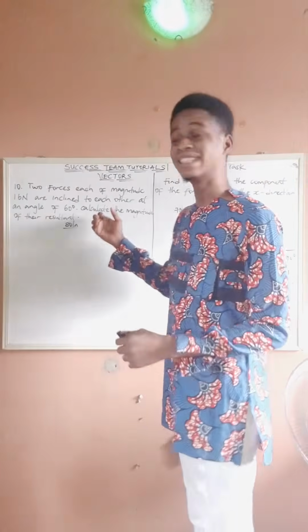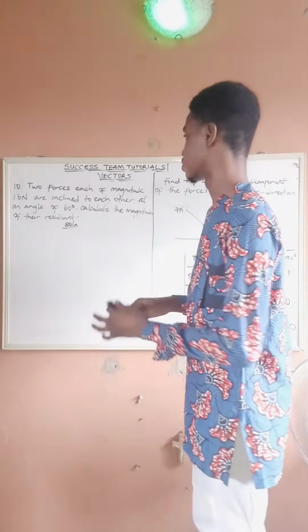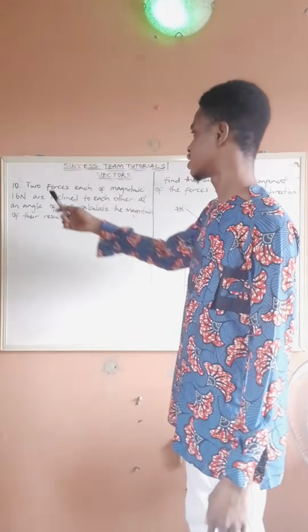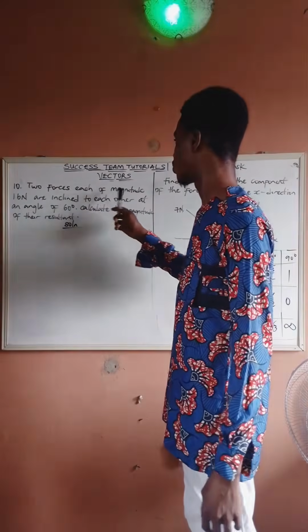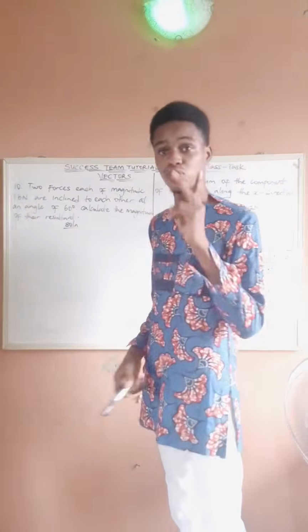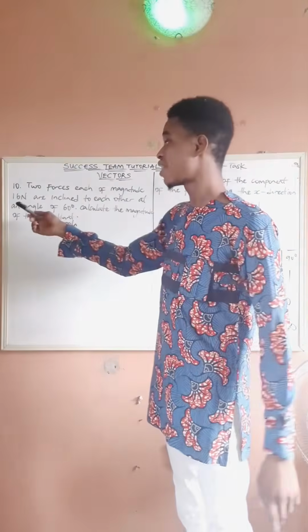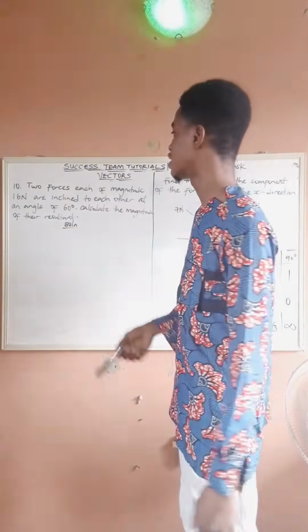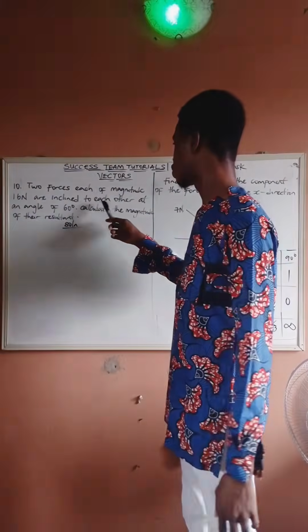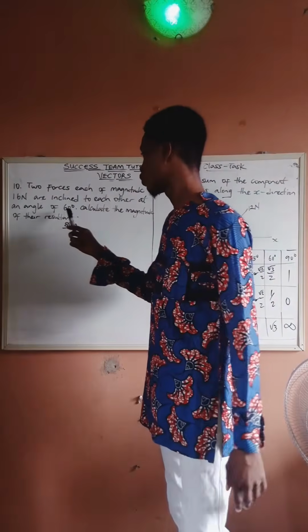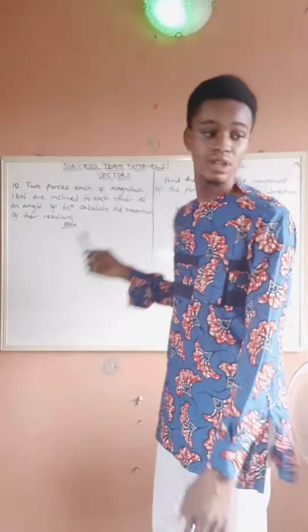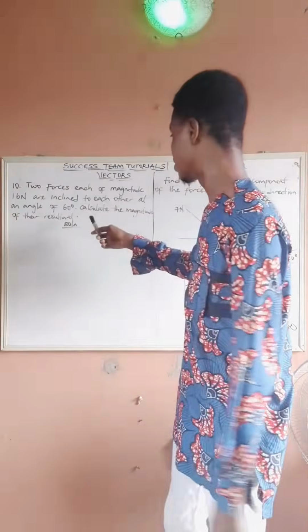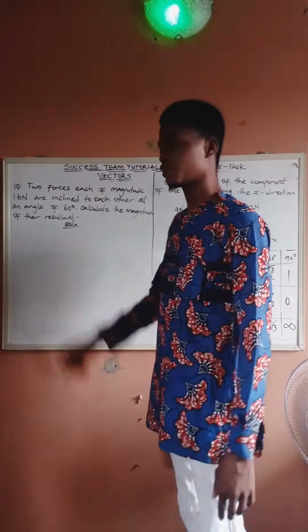Hope you guys are learning. So now let's solve the last question. This is our last question for this segment. This question says that two forces, each of magnitude 16 Newton, are inclined to each other at an angle of 60 degrees. Calculate the magnitude of their resultant.